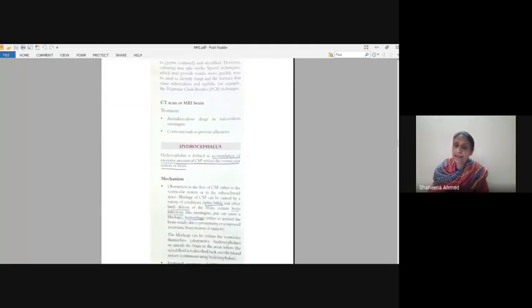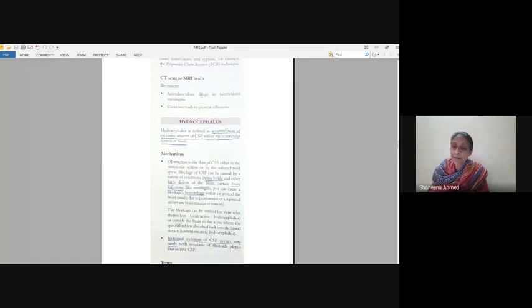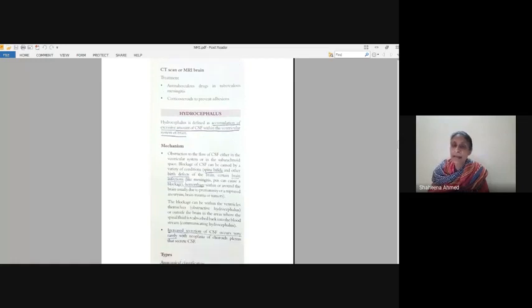Apart from that, CT scan and MRI of the brain also help. And depending on the etiology, the organism involved, if it's tuberculous, we give anti-tuberculous treatment. If there is some other cause, we can give corticosteroids. So it depends on the microorganism what sort of treatment we are going to start.